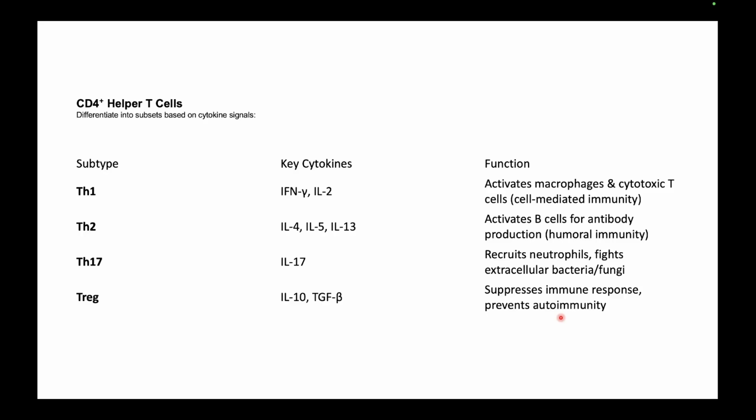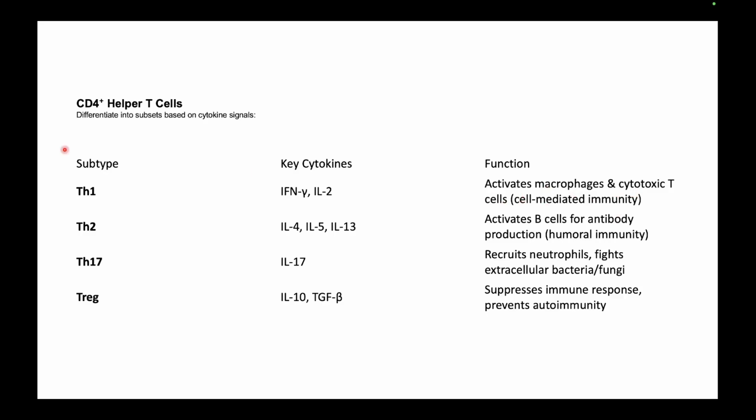Under the cytokine release, the CD4 helper T cell gets differentiated. Based on which kind of cytokine signal it is getting, it will be differentiated. That's why these cytokines play a very important role in the immune system. If the cytokine released is IFN gamma or interleukin 2, then the CD4 positive T cells will be differentiated into the Th1 subtype. The function of Th1 is to activate the macrophages and cytotoxic T cells, which is cell mediated immunity.